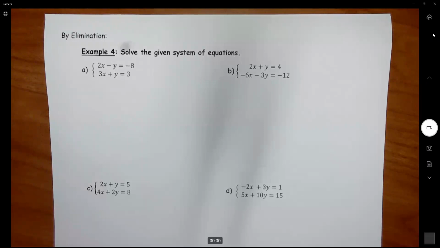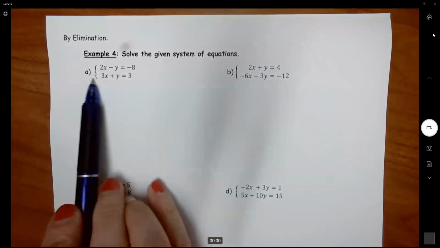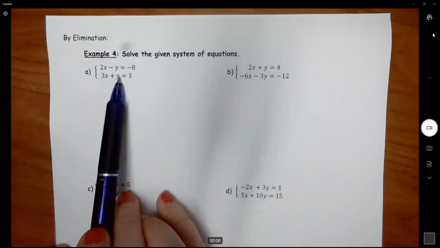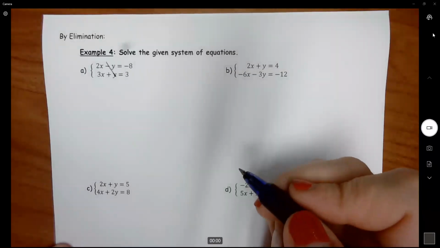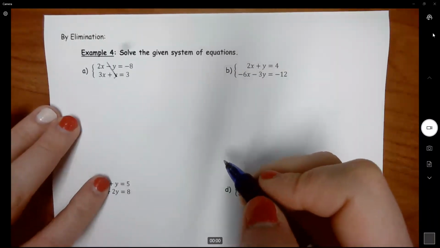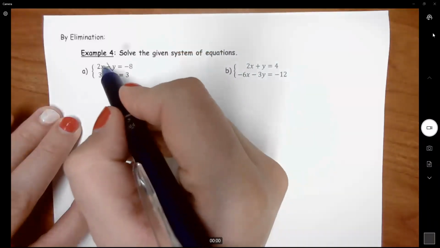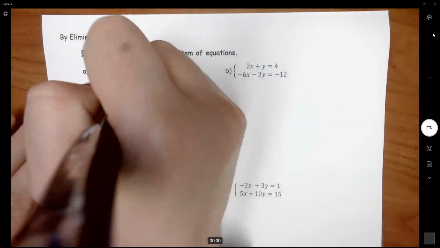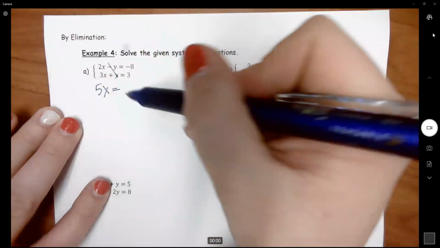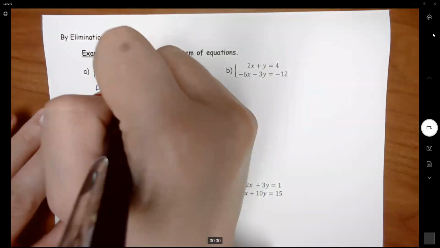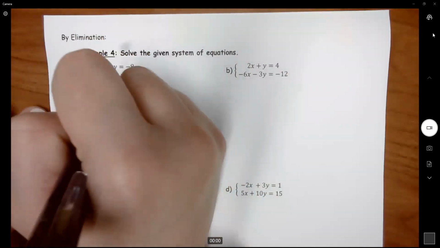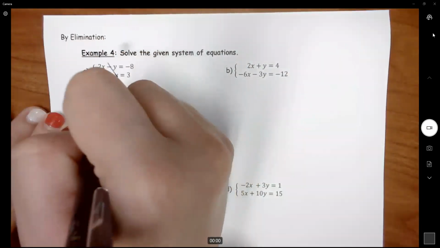For example, this one is already set up for us to use elimination. You have negative y and then a positive y. And so those are going to eliminate. And so now we're going to add what's left together. So 2x plus 3x gives me 5x. Negative 8 plus 3 is negative 5. Divide by 5 and we get x is negative 1.